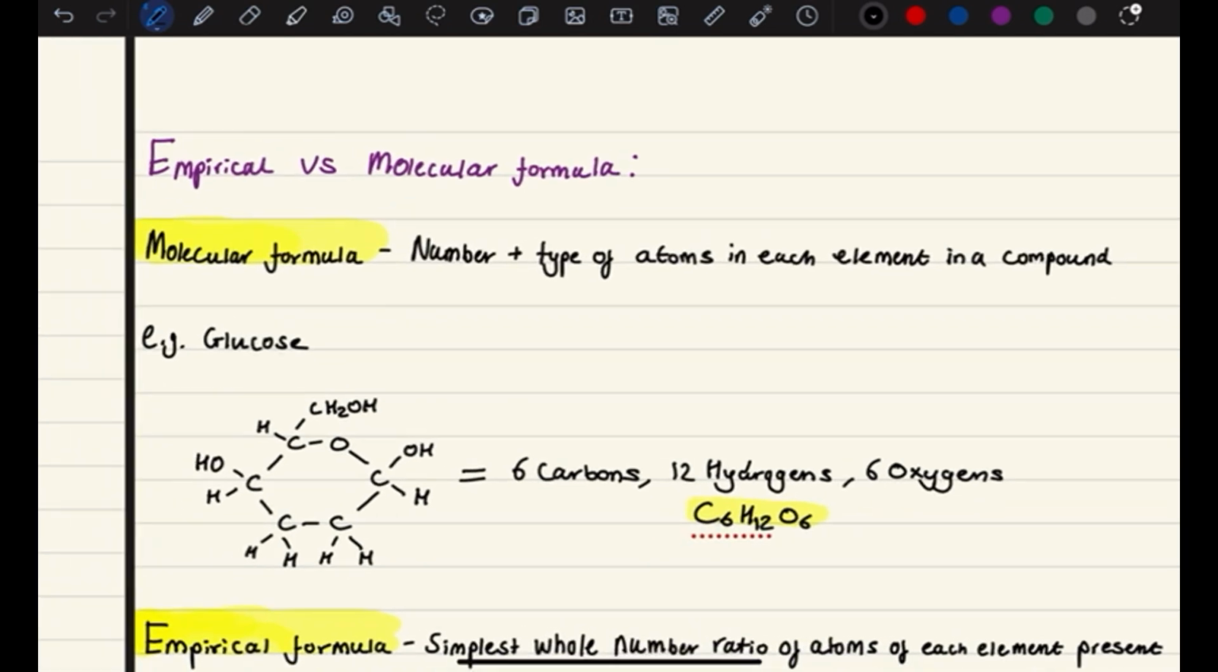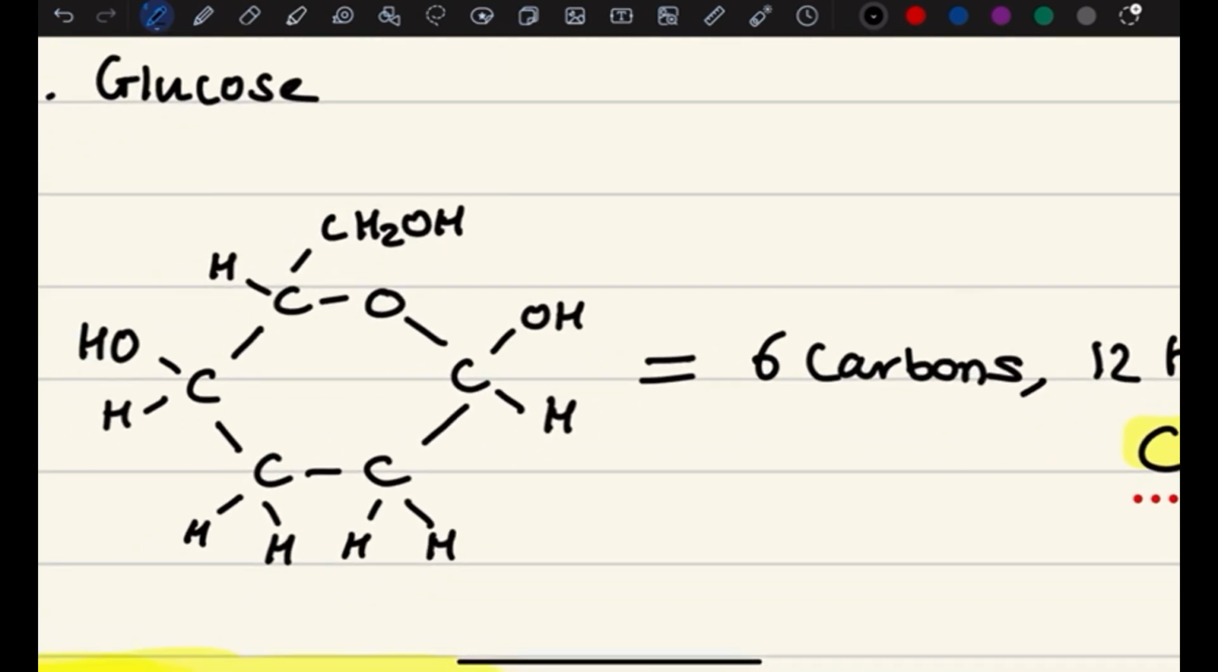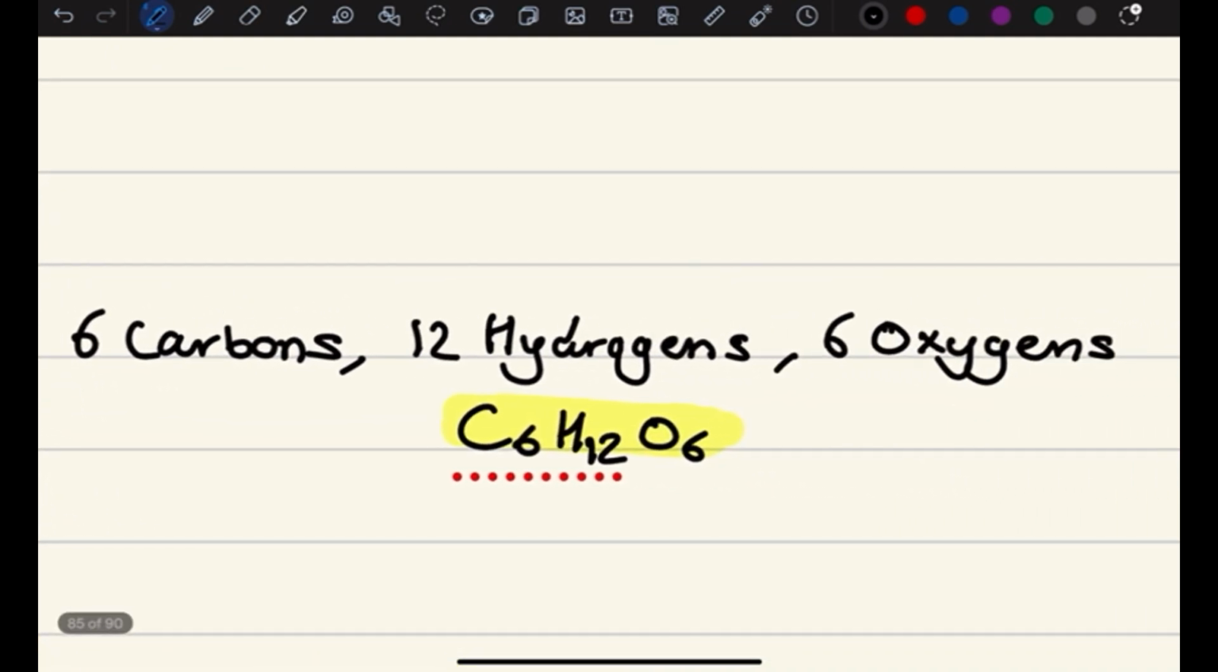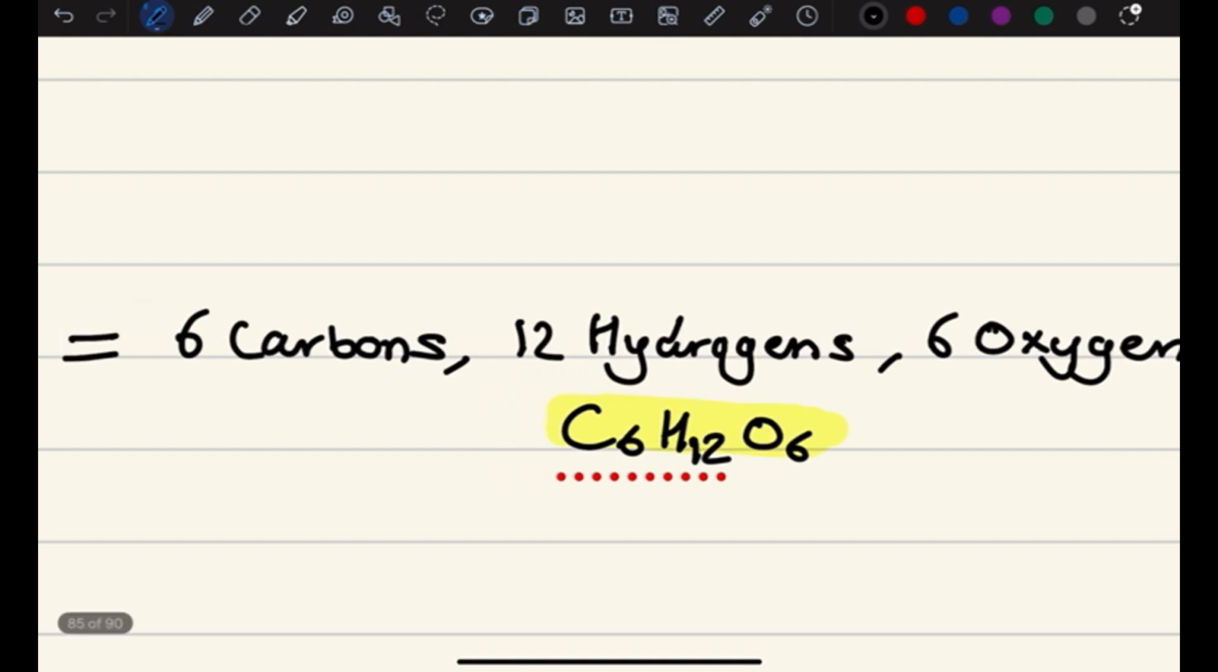Let's look at it. For example, I've drawn out a glucose molecule here. If you took your time to count up each of the atoms of each element in this glucose molecule, you'll find that there are 6 carbons, 12 hydrogens, and 6 oxygens, which is why our molecular formula is going to be, again, we look to the periodic table so we can find the symbols, C6H12O6. So that's how we do molecular formula.